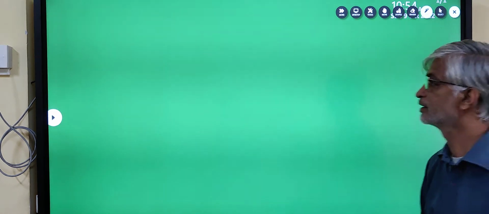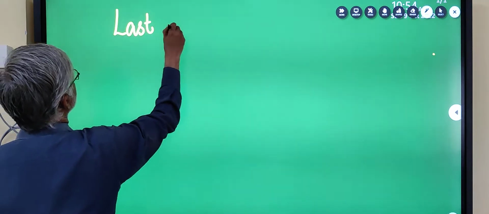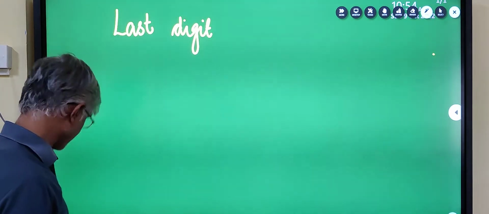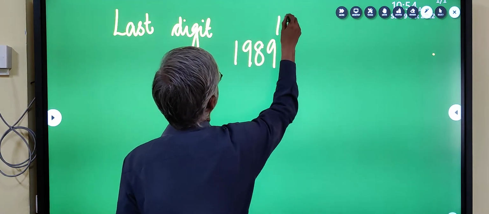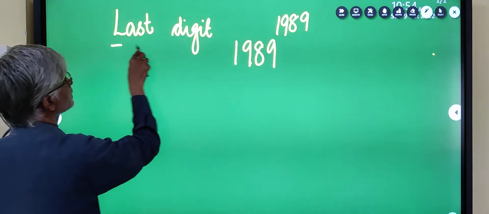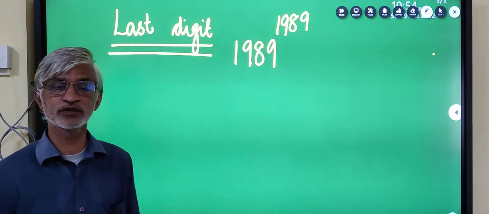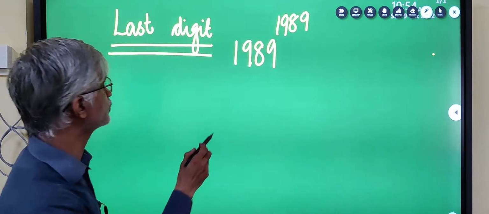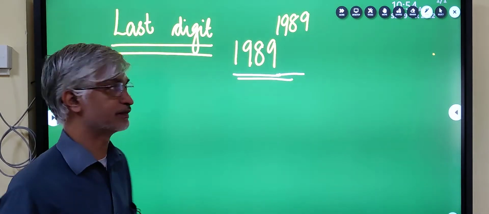It says, what is the last digit of 1989 raised to 1989? Let us first interpret the meaning of this problem. The last digit is always the remainder of the number when you divide by 10. So essentially it is asking you to find the remainder of this number when you divide by 10.